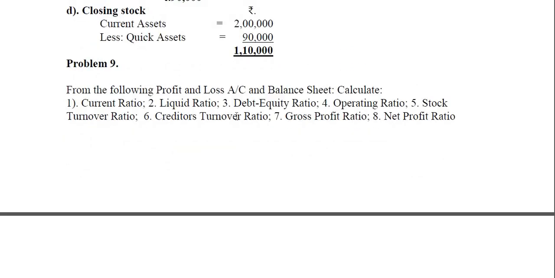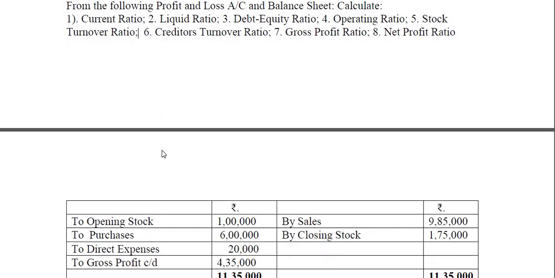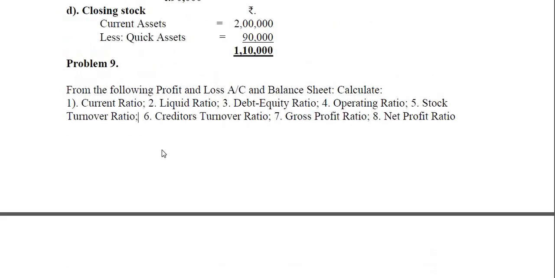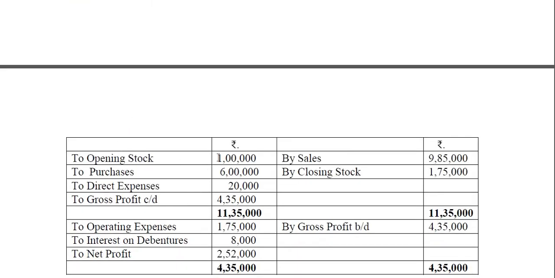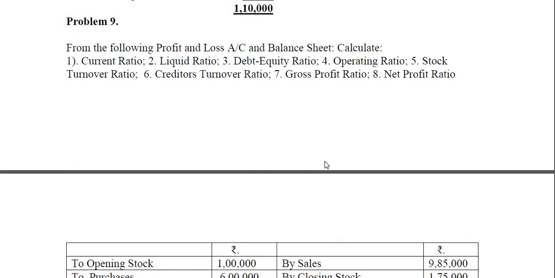And next is stock turnover ratio. Stock turnover ratio is nothing but cost of goods sold divided by average inventory. Cost of goods sold already I told you how to compute, and then average inventory is nothing but opening stock plus closing stock divided by 2. Opening stock is 1 lakh, closing stock is 1,75,000. Add up and divide it by 2. Next one, stock turnover ratio, that's over.